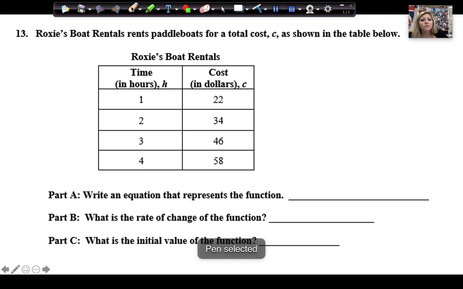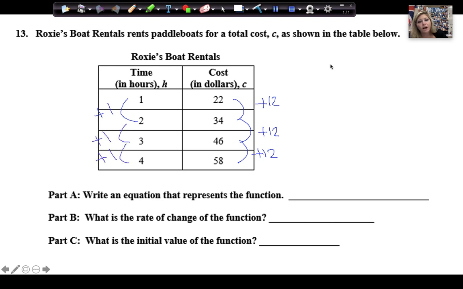Roxy's Boat Rentals rents paddle boats for a total cost C as shown in the table. Write an equation that represents the function. So we're going to start by finding the change in y. So 22 to 34, we are adding 12. 34 to 46, adding 12. And 46 to 58, add 12. We are adding 1 over here on this side.